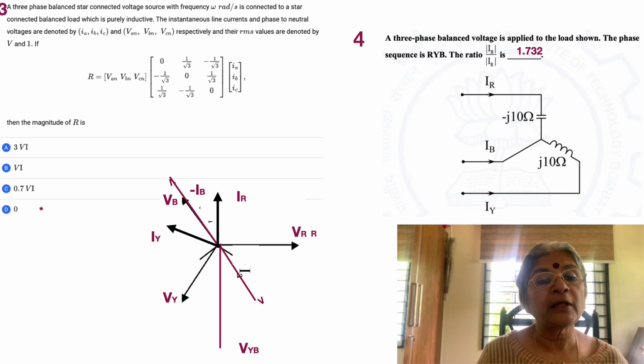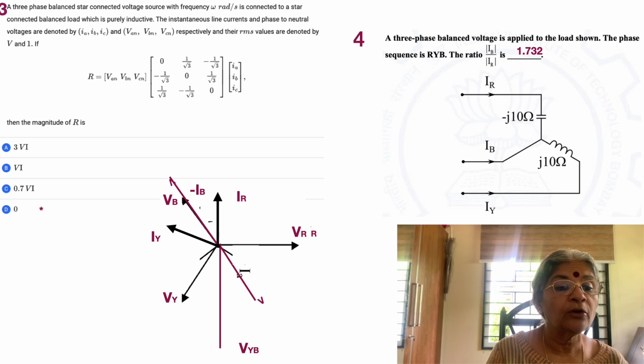And then what happens? Minus J10 is in the denominator. Minus J is in the denominator, or in other words, minus 90 degrees is also in the denominator, so plus 90 degrees. So whatever is given as VR, you will have a lead angle of 90 degrees. And when you're talking about a lead angle of 90 degrees, it means that you have to go in the counterclockwise direction, and accordingly IR has been shown here.